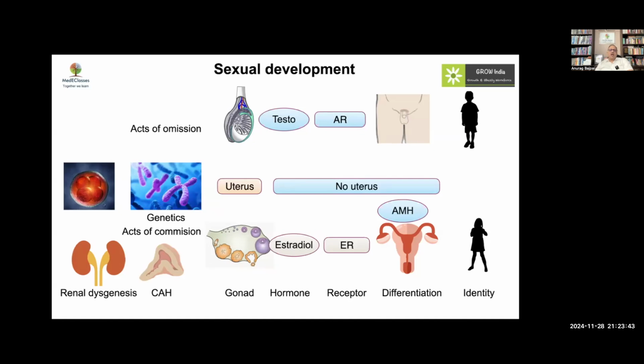XX DSDs are largely acts of commission, so you can have increased production of androgens from the ovaries or from the adrenal.